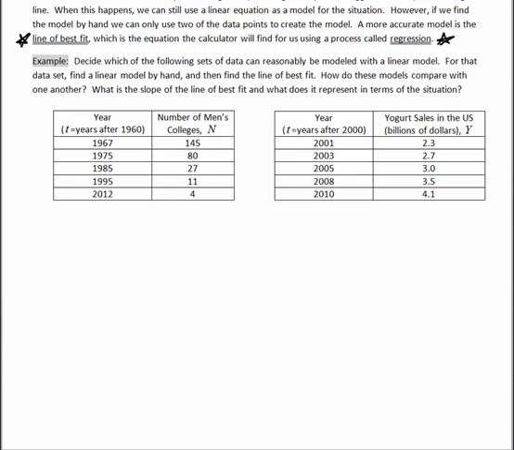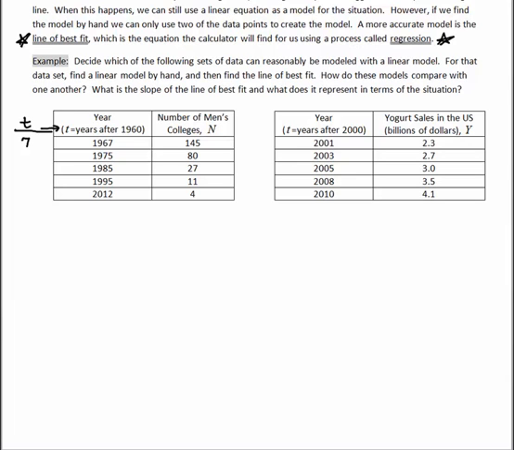We have two sets of data. The first one, for various years, gives the number of men's colleges, all men colleges in the country. And notice that there are some definitions here that we should be careful of. T is said to be the number of years after 1960. So when I put this data in my calculator, I'm not going to put the whole 1967. Instead, I'm going to say, well, that's actually just 7 years after 1960. So when I put it in my calculator, I'll just put in the 7.